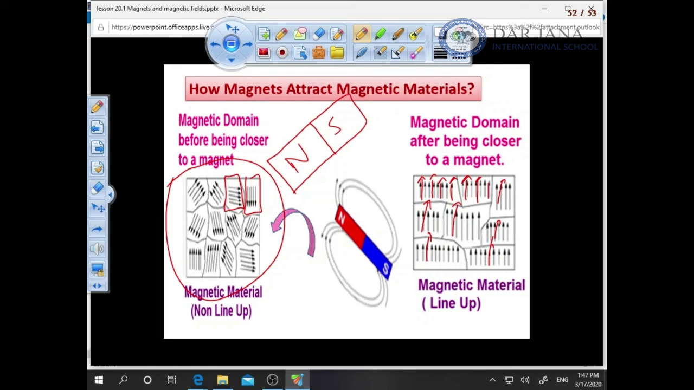Can we say now the magnetic material is a magnet? Yes, for sure. Why is it a magnet? There are magnetic domains and all the atoms have the same direction.